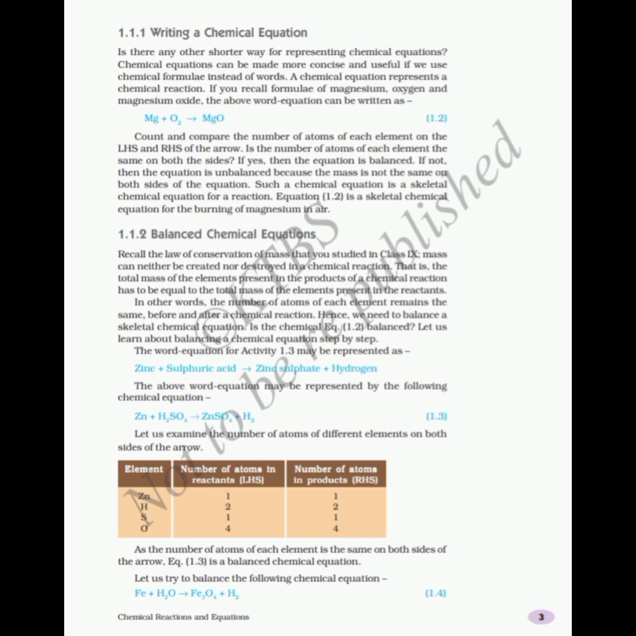So this is all about the chemical equation, how we are writing it in chemical forms or the molecular forms of each and every element. In the next class, we'll be learning about balancing chemical equations.